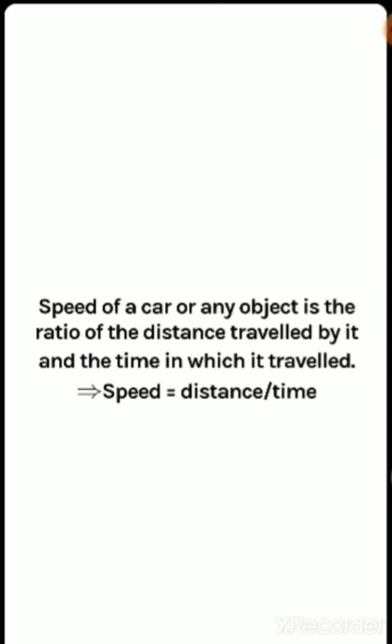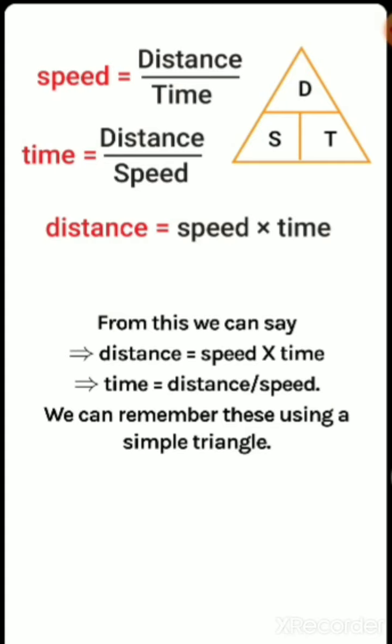Okay? Did you understand this? So from here you can see that speed is equal to distance by time. From that formula we can generate two more formulas by cross multiplication. Time is equal to distance divided by speed, and distance is equal to speed into time. But the original formula is speed is equal to the distance traveled or covered divided by the time taken to cover that distance, that is distance divided by time.